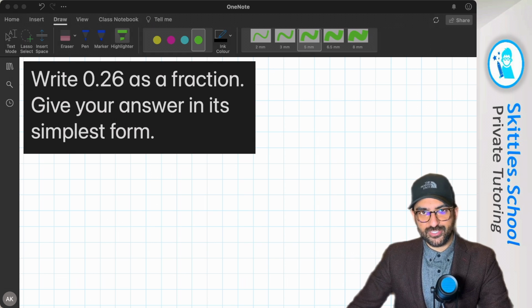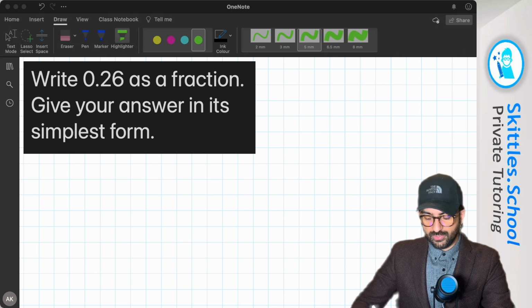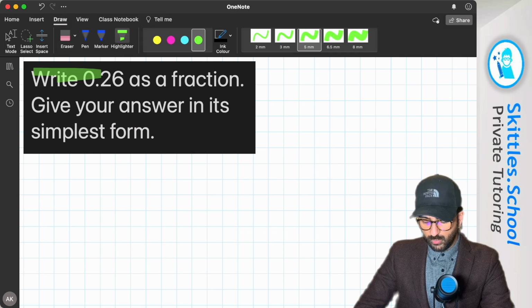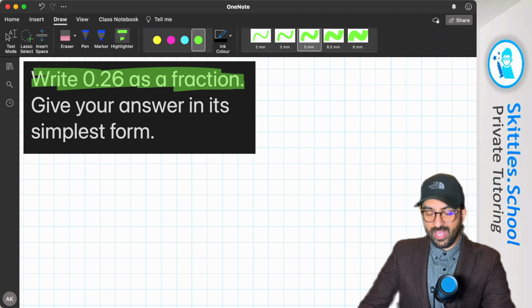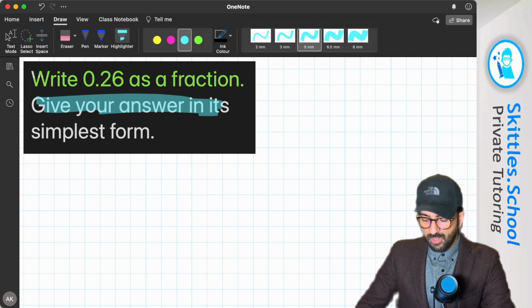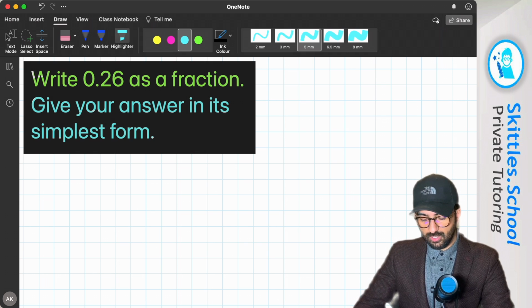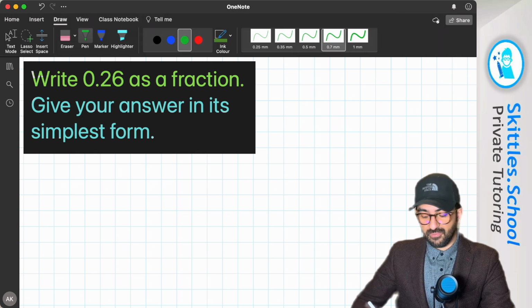So here is the question on my virtual whiteboard. It says, write 0.26 as a fraction, and give the answer in its simplest form. So there's two clear parts to this question. First part is we need to write 0.26 as a fraction. Second part, we need to simplify that answer. We've got to give it in its simplest form. So let's start with the first part, writing 0.26 as a fraction.